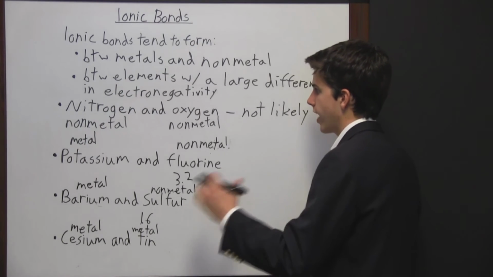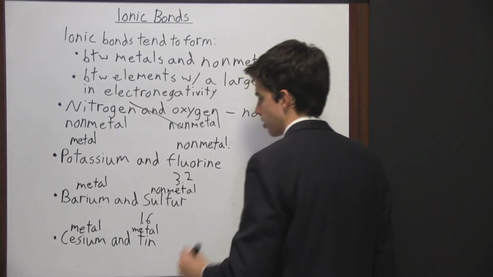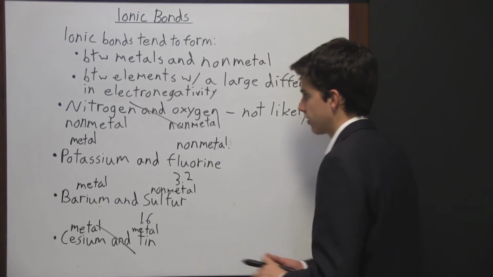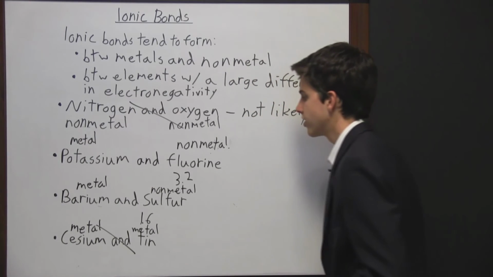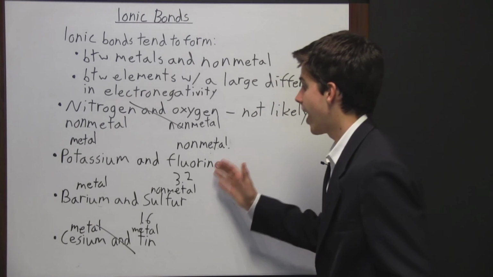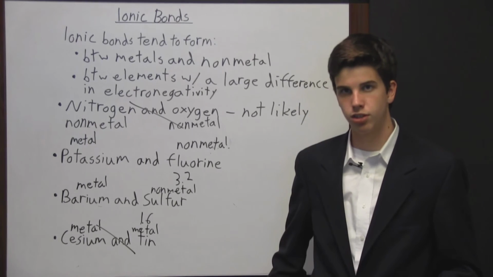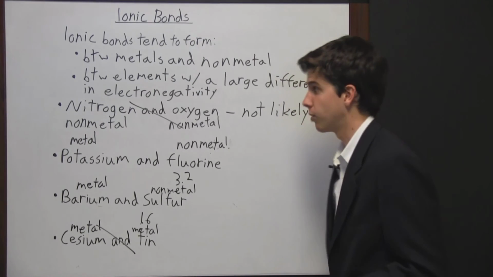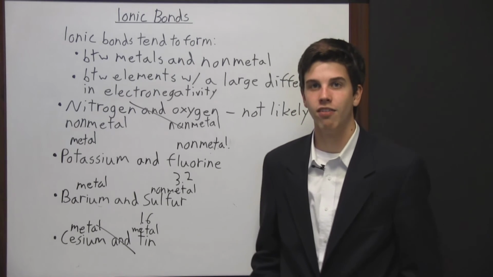So notice here the main factor was that we had two nonmetals and two metals here. But when we have a metal and a nonmetal, they're likely to form ionic bonds, and especially if they have a high electronegativity difference. So hopefully through this short session, you have a better understanding of ionic bonds.